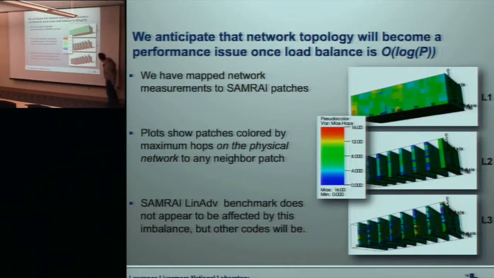So what this is showing, you really can't see it here. This is always a problem. But there's a red spot here and a red spot here. If this was a brighter screen, then it might come across better. But what we're showing is the max hops to any particular neighbor. So when this code does latency-bound computations, these are going to be the spots that limit performance. These are the spots where a patch actually has to communicate with something very far away on the physical network to get its job done.